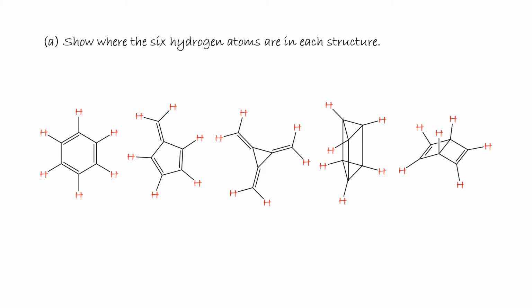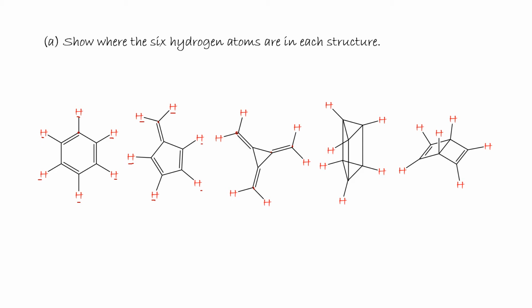The first one, the cyclic structure, 6-member ring. The carbon is tetravalent. Each carbon has one single bond and one double bond, so 3 bonds, leaving one hydrogen on each. Okay, the next structure, here we have carbon, double bond, so we have 2 hydrogens. Here is hydrogen, hydrogen, hydrogen, hydrogen. Each one of these has 2 hydrogens.